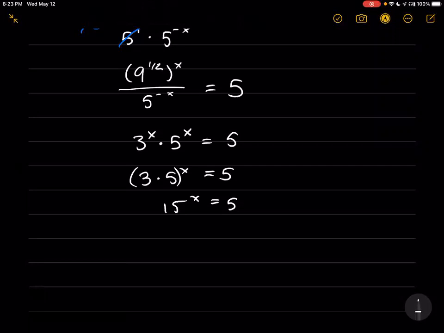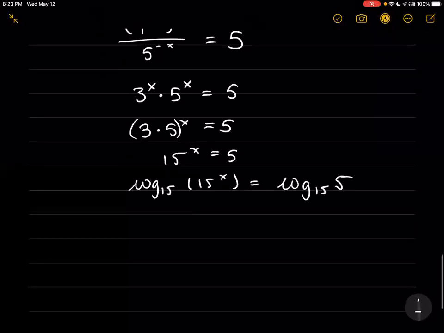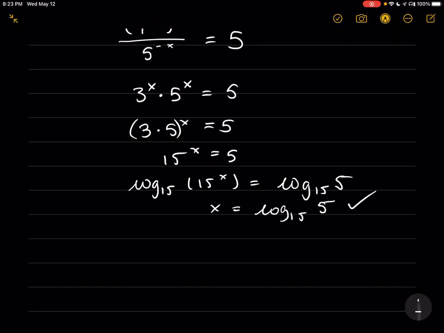Now we're going to go ahead and apply log base 15 to both sides. So we'll do log base 15 of 15 to the x equals log base 15 of 5. And then this just becomes x equals log base 15 of 5. I don't think there's a simpler way to write this. I think this is the cleanest way we can do it. Okay, cool.